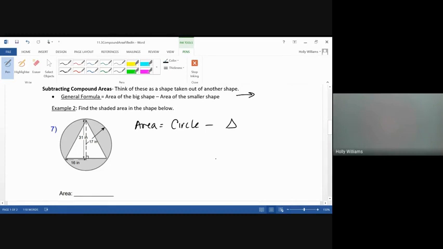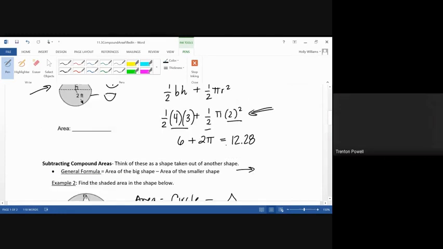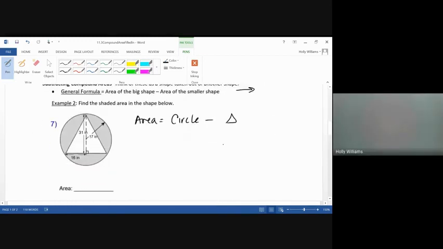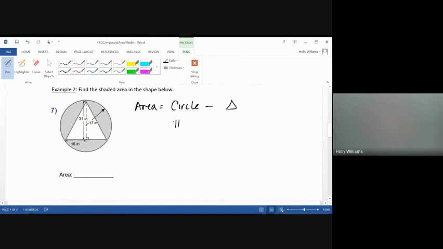Okay, so let's do the circle. What's the area of a circle? We just had it above, so we can go back and look. Pi r squared. Good. And we have a full circle here, right? So I'm going to just do pi r squared. And then we still know our triangle is 1/2 base times height. All we got to do is plug it in.